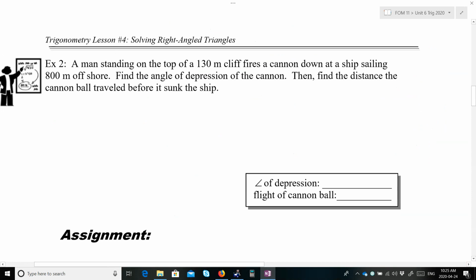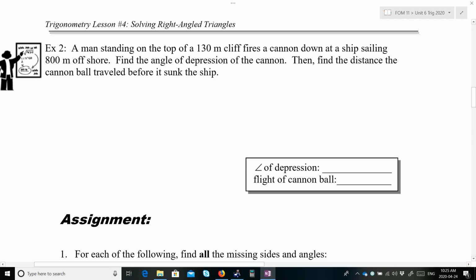Okay, here's example 2. A man standing on the top of a 130-meter cliff fires a cannon down at a ship sailing 800 meters offshore. Find the angle of depression of the cannon, then find the distance the cannonball traveled before it sunk the ship.